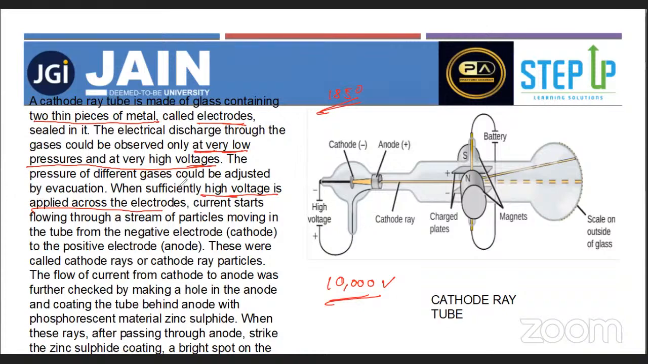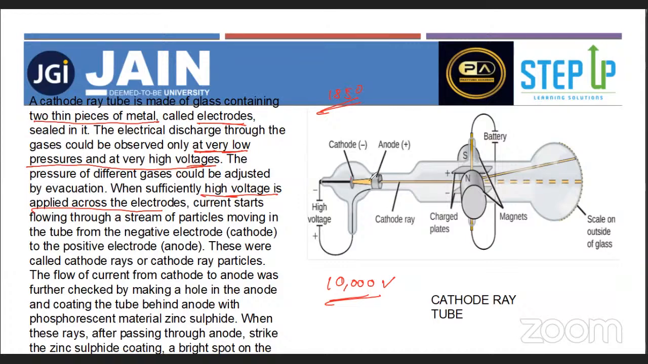Okay. Now, what was observed is that when the high voltage is given at low pressure, current starts flowing through a stream of particles moving in the tube from the negative electrode to the positive electrode. You can see this shining kind of thing. This is being observed: from the negative side it starts moving to the positive side.